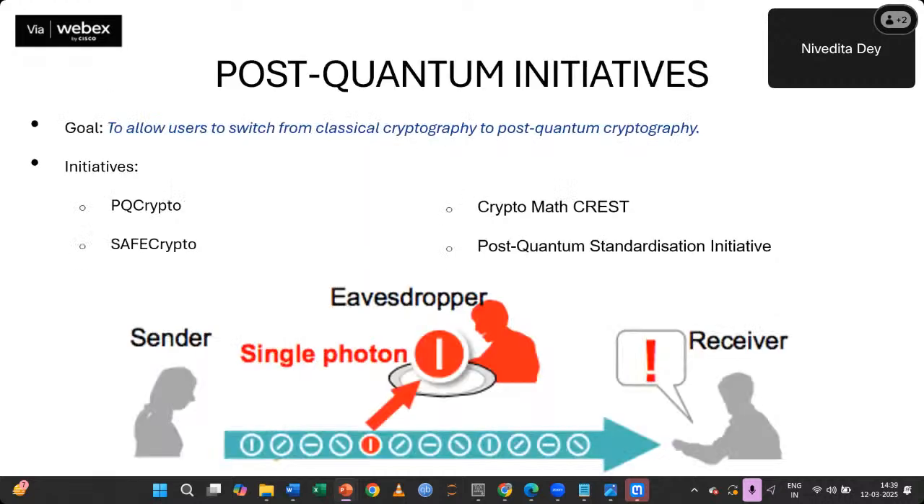So, the PQ crypto, safe crypto, crypto math, PREST, and post quantum standardization initiative. All these things are some of the post quantum initiatives that are taking place. Post quantum initiatives means what? Means some initiatives we might be required for quantum, so that they are built or designed in a way that they are not under much threat because of the evolution of near-term quantum computers. That is called the post-quantum initiatives. Okay.